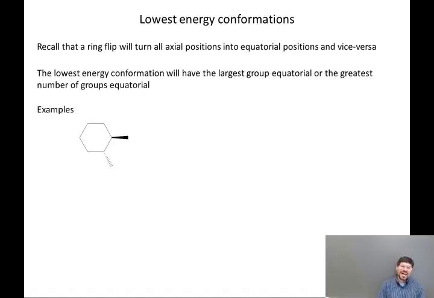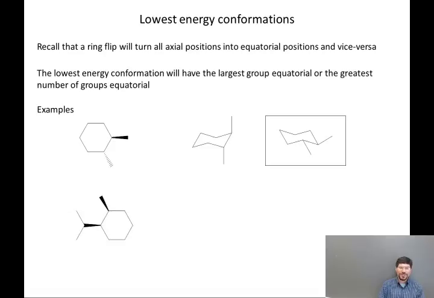Okay, this is the case of a trans 1,2 dimethyl cyclohexane. So the question is, which of these conformations is going to be lower in energy, the one with both of them axial or the one with both of them equatorial? And from the discussion we've had already, you should be able to realize that the lower energy conformation has both of them equatorial.